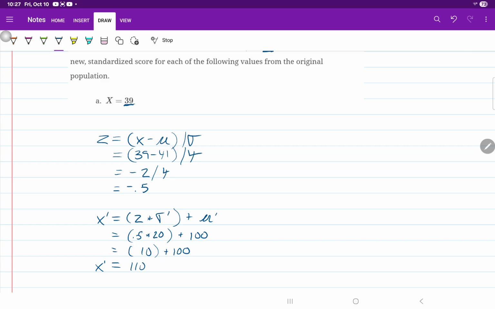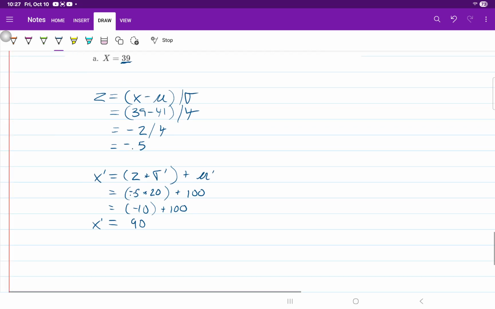I don't know how many of you noticed that I made a careless mistake. Our z-score is negative 0.5, not positive 0.5. So it should be negative 0.5 times 20, which is negative 10. Negative 10 plus 100 is actually x prime equals 90. How many of you caught that? Be honest.